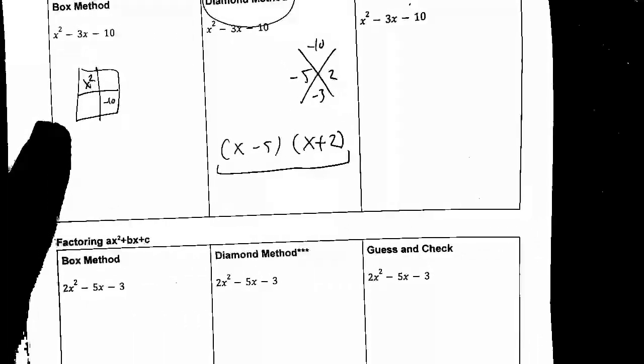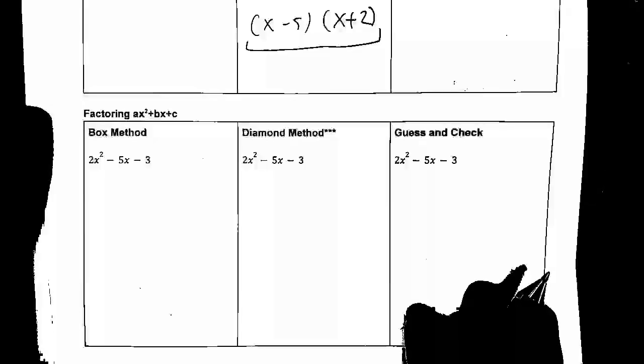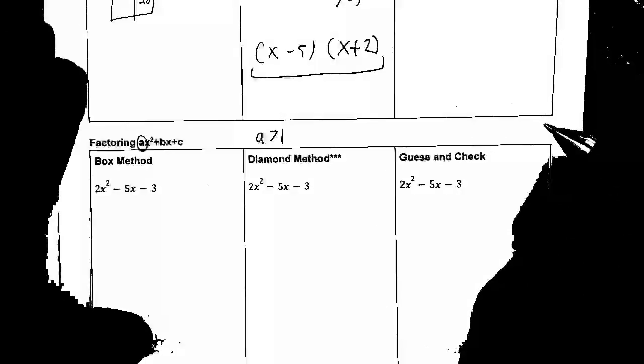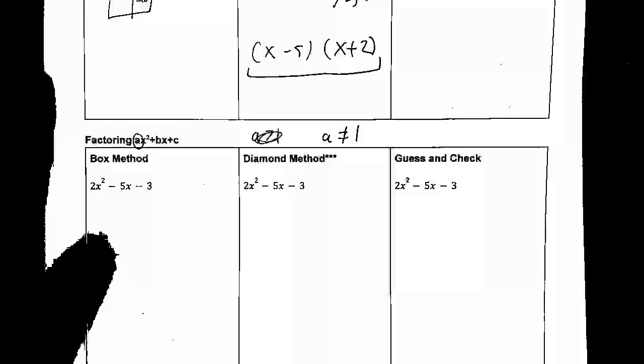Okay. All right. How about when it's ax squared plus bx plus c? So this is when we still have a number, right? A is greater than 1. I still like diamond. Or A is not 1. We still like diamond. Okay, so the diamond method is easy, right?